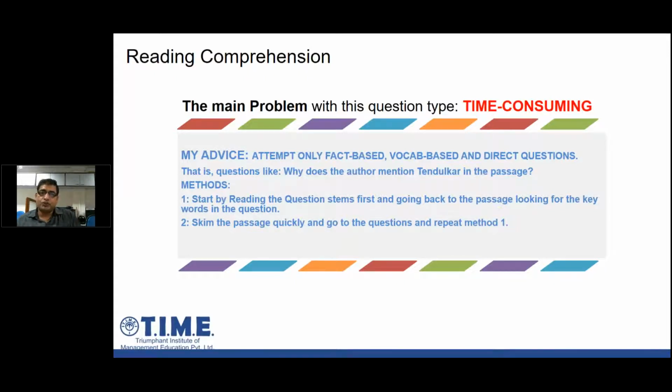When you look at the questions, you should easily be able to make out whether it's a direct question or an indirect question. Now that much training you have to take before you go to the exam. You cannot, for example, start guessing in the exam itself.